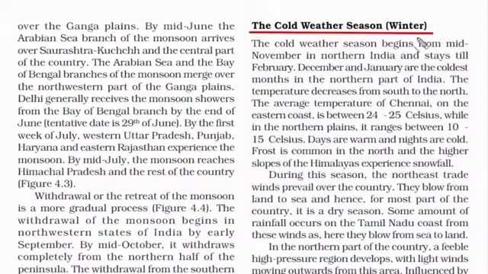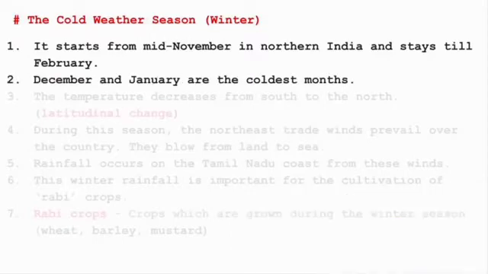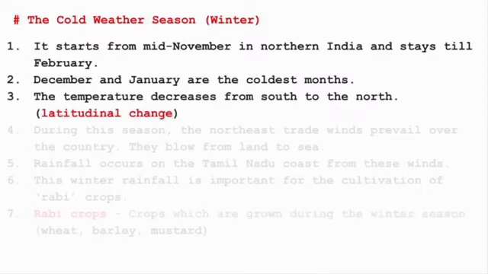First is the cold weather season, which is also called winter. This weather starts from mid-November in northern India and stays till February. You can easily recollect this time by imagining your winter holidays in school. December and January are the coldest months. The temperature decreases from south to north. So this is also called latitudinal change.